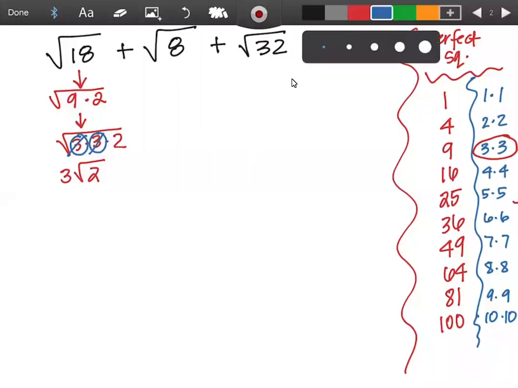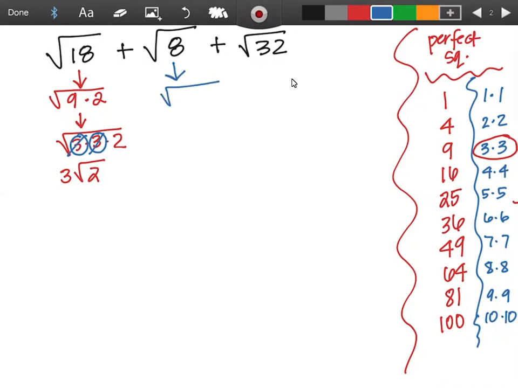So now let's look at the square root of 8. What is the largest number from our perfect square list that goes into 8? We have 4. 4 times 2 gives us 8. And then what gives us 4? If you look at our chart or table, we know that 2 times 2 gives us 4. And then we bring down our additional 2 that was already there.